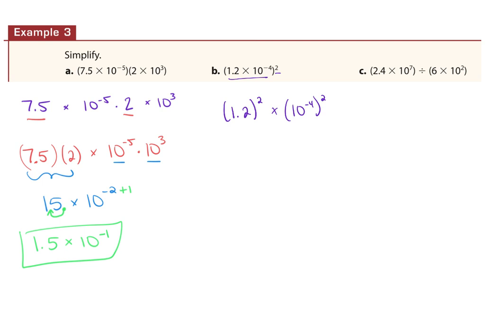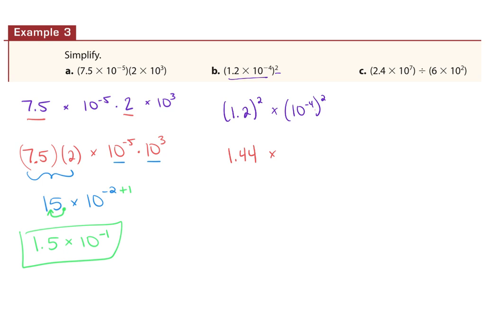144, right? 12 squared is 144, but it's 1.2. So I have two decimal places. So instead of 144, it's going to be 1.44, right? That's all you do when you square decimals. Just square the number and then figure out your decimals, right?